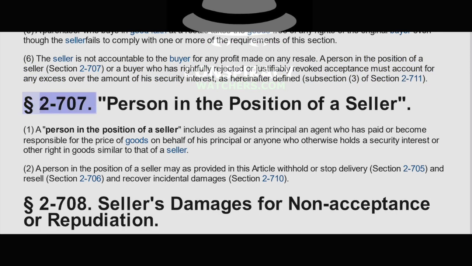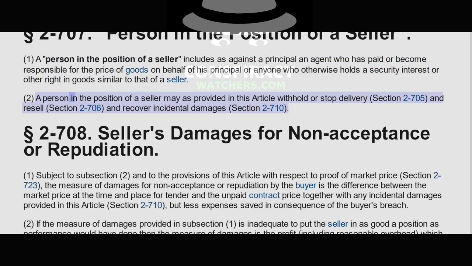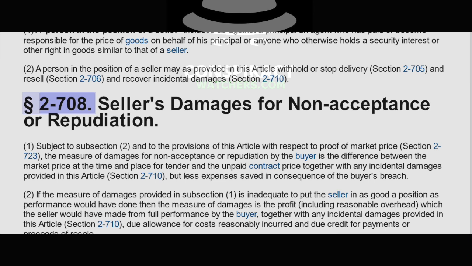Section 2-707. Person in the position of a seller. A person in the position of a seller includes, as against a principal, an agent who has paid or become responsible for the price of goods on behalf of his principal, or anyone who otherwise holds a security interest or other right in goods similar to that of a seller. A person in the position of a seller may, as provided in this article, withhold or stop delivery and resell and recover incidental damages. Section 2-708.